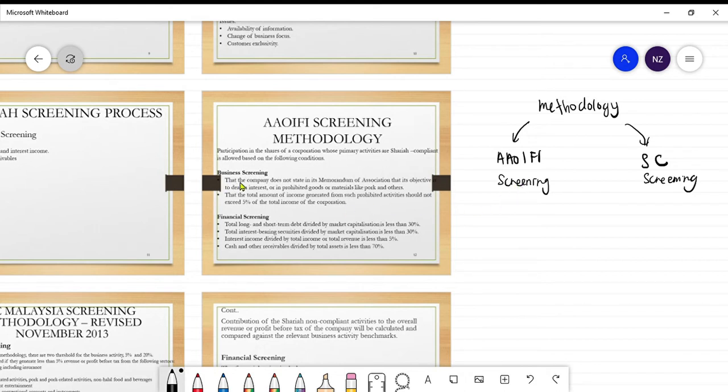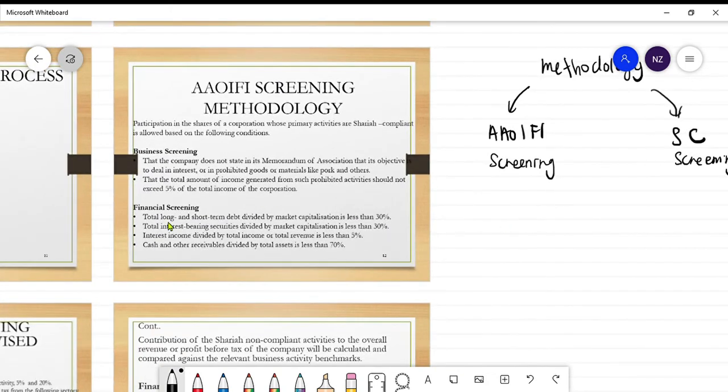Itu untuk business screening. Untuk financial screening, dia kena calculate four types of calculation kat sini. Means untuk first calculation, kena calculate the total long and short term debt, mean total debt terus, divided by the market capitalization. So if we divide this total debt by market capitalization, if it is less than 30%, it's considered Sharia compliant financial process. If it is more than 30%, so kita mark it as non-Sharia financials.